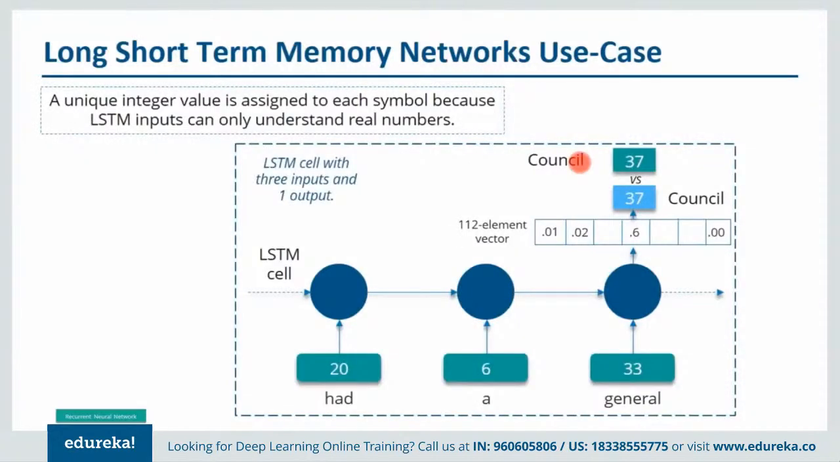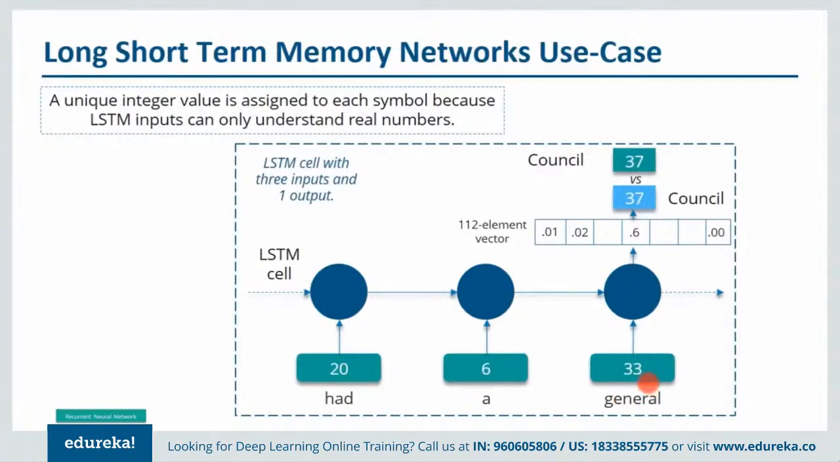Technically, we know that LSTMs can only understand real numbers. So what we need to do is convert these unique symbols into a unique integer value based on the frequency of occurrence. And like that, we'll create a dictionary. For example, we have had here that will have value 20, a will have value 6, general will have value 33.